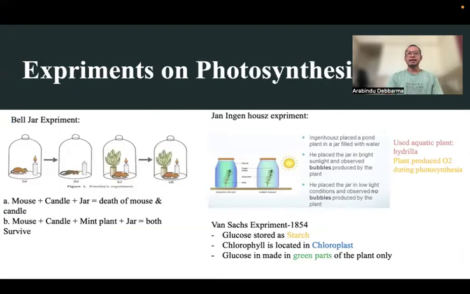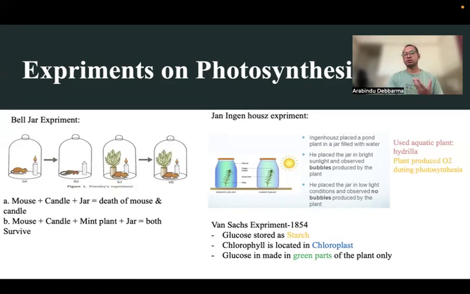Another scientist carried out one more experiment called the bell jar experiment. In this, he just wanted to know whether the important elements like carbon dioxide, oxygen, and light play an important role in the process of photosynthesis. Although during that time the scientists still couldn't tell about the release of oxygen during photosynthesis, they considered that a certain amount of gases like carbon dioxide, oxygen, and light is important for the process.